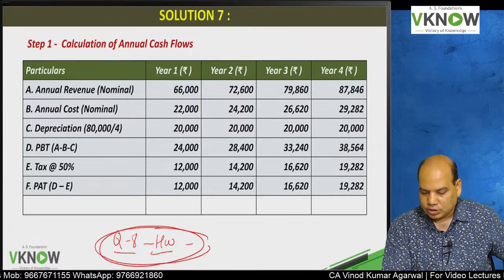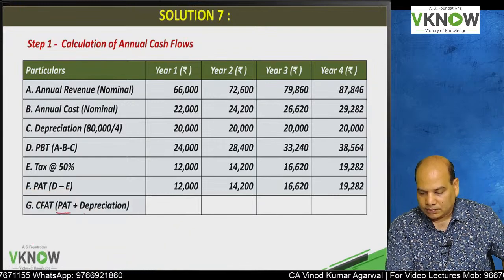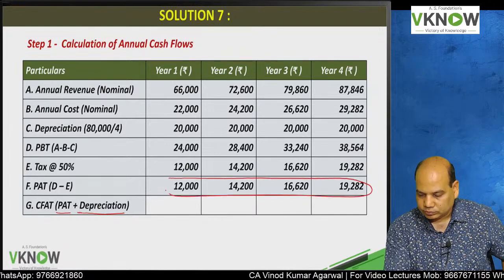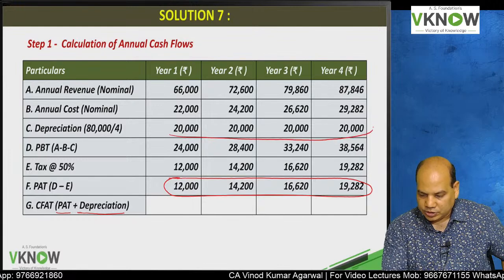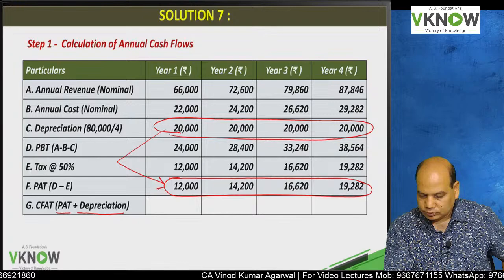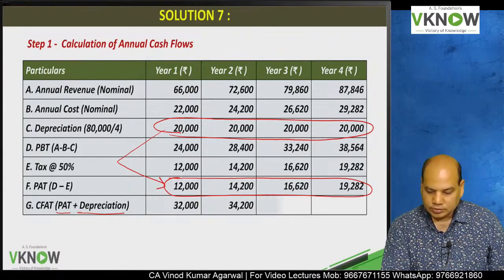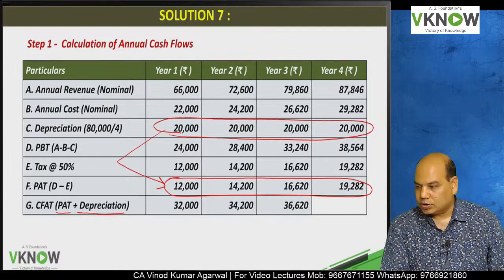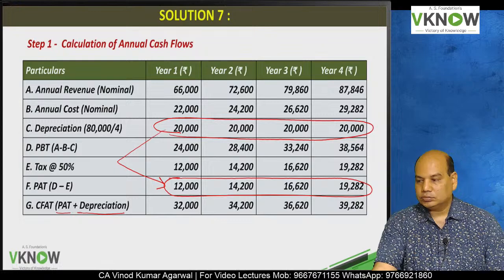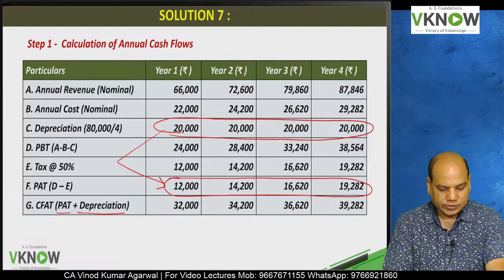Question number 8 was homework, note down. And then write down CFAT, PAT plus depreciation. Add these two. You will get 32,000, 34,200, 36,620, 39,282. This is my annual cash flow after tax. This is my annual CFAT.